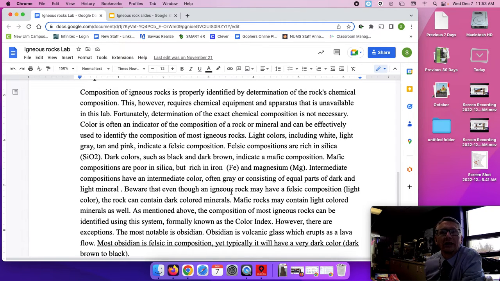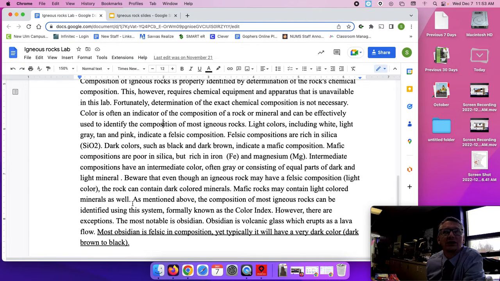Beware that even though an igneous rock may have felsic composition and light color, the rock can contain dark-colored minerals. Mafic rock may contain light-colored minerals as well. As mentioned above, the composition of most igneous rocks can be identified using this system, formerly known as the color index. However, there are exceptions.